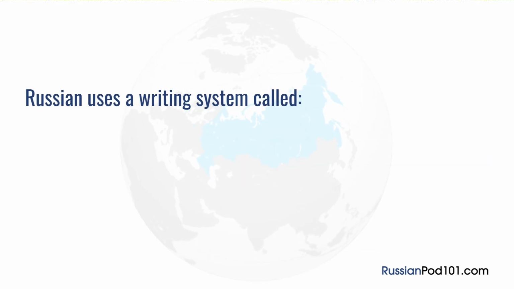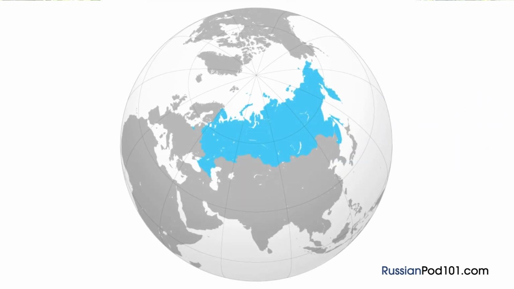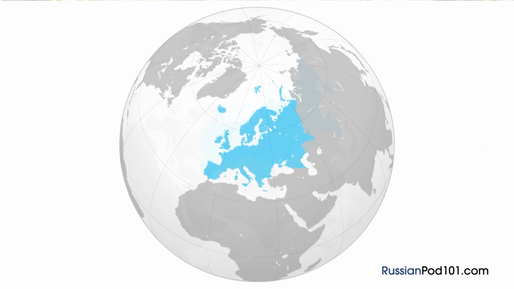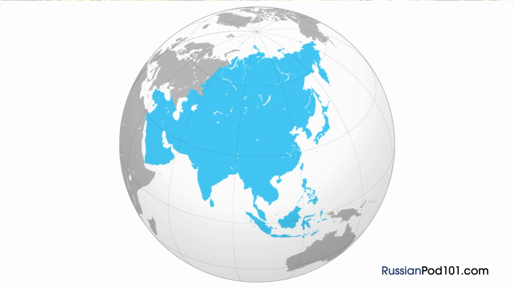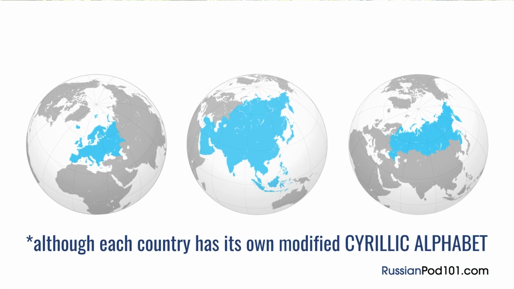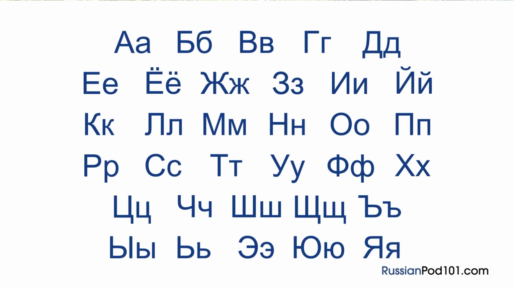Russian uses a writing system called Cyrillic script. Besides Russia, Cyrillic script is used in parts of Europe and Central Asia, although each country has its own modified Cyrillic script. There are 33 letters in the Russian alphabet: 10 vowels, 21 consonants, and 2 other signs, which don't have a sound on their own. What those 2 other signs do is they modify the consonant sound that comes before them. So there's a hard sign and a soft sign.